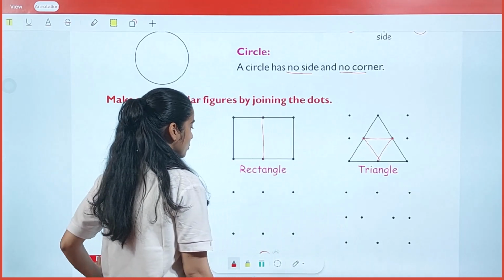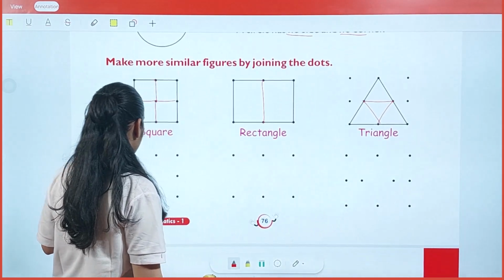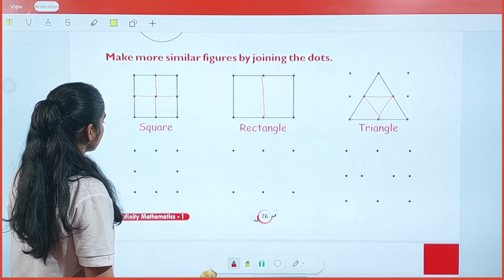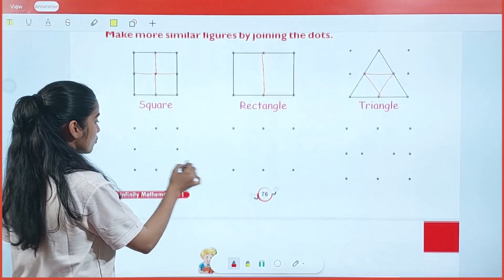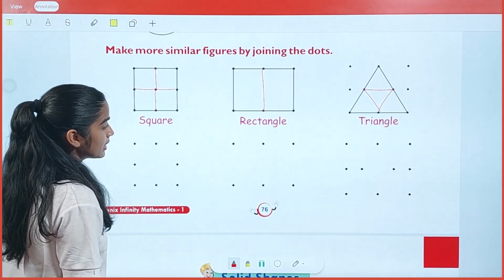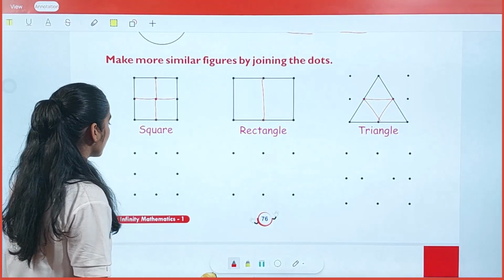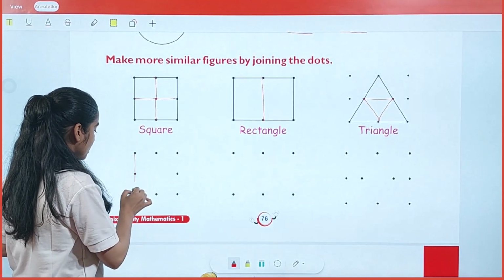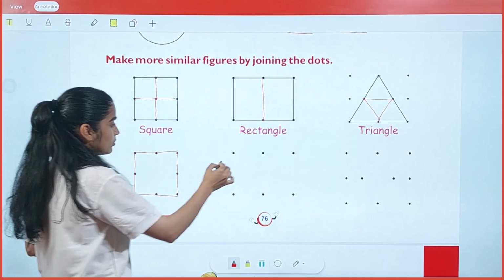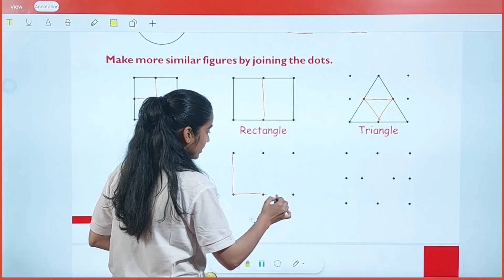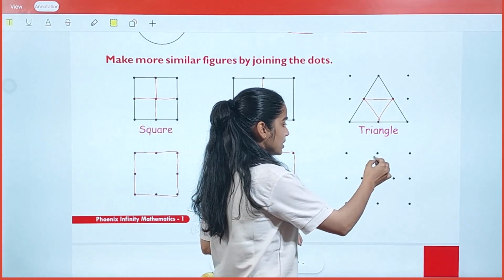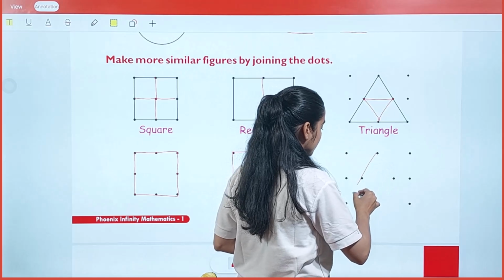Okay, so now square. You have to complete this on your own. How can you make a triangle, a rectangle or a square? By doing this, you can make a square here. By doing this, you make a rectangle here. And by doing this, you can make triangles there.